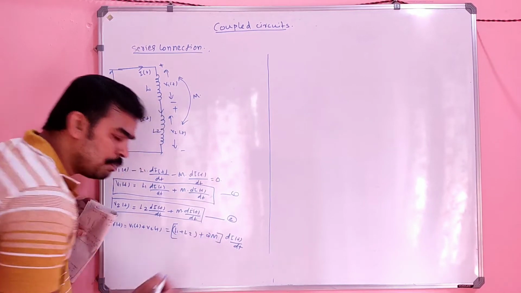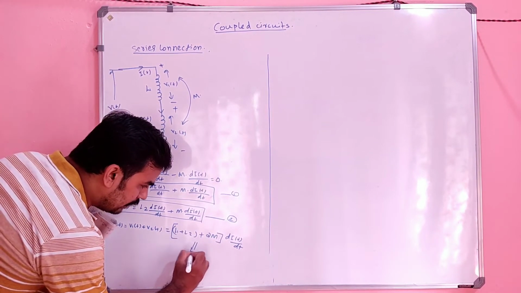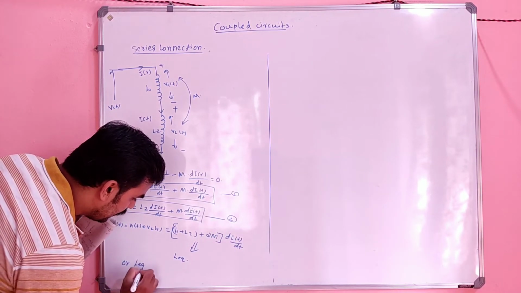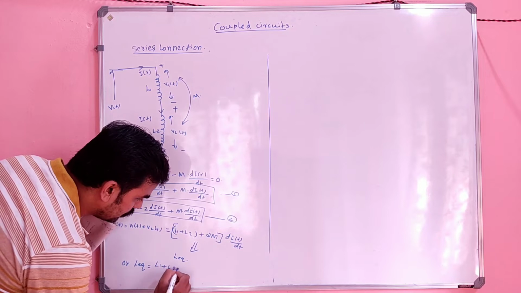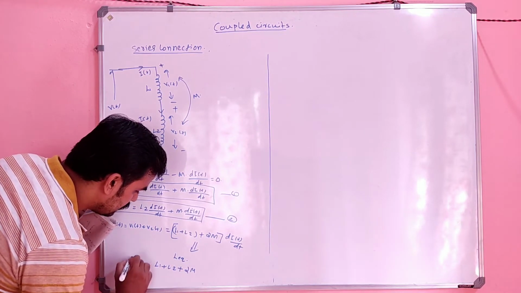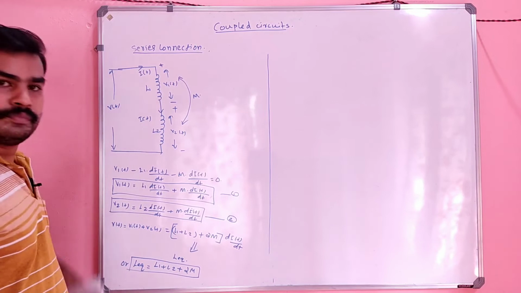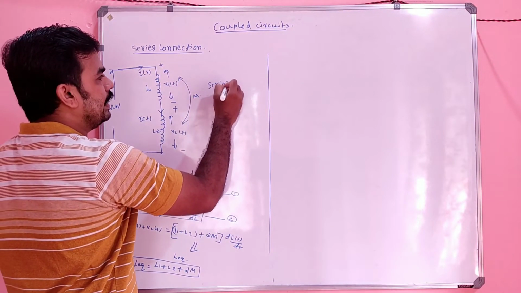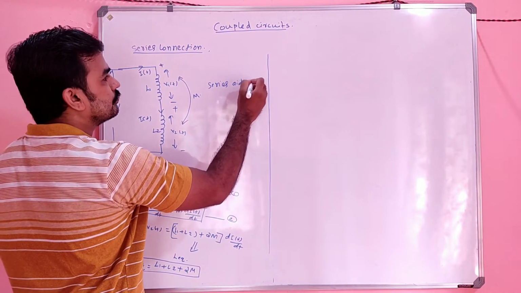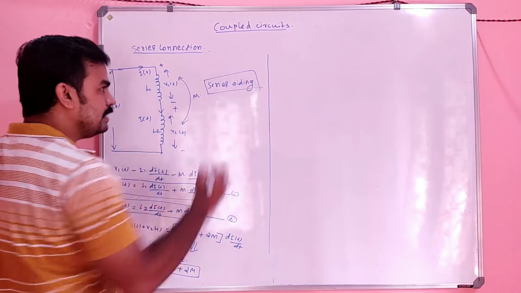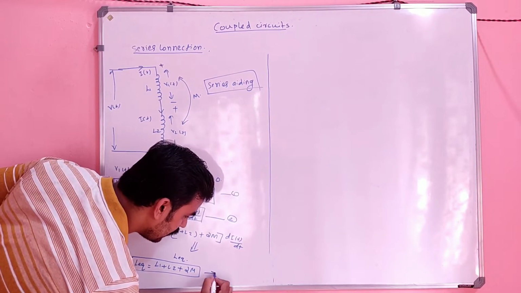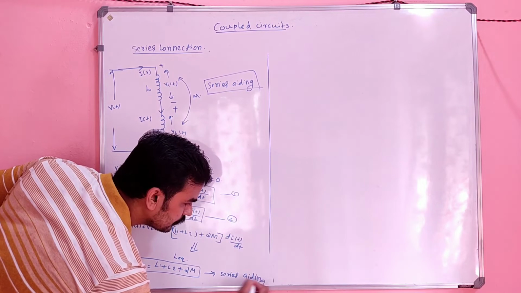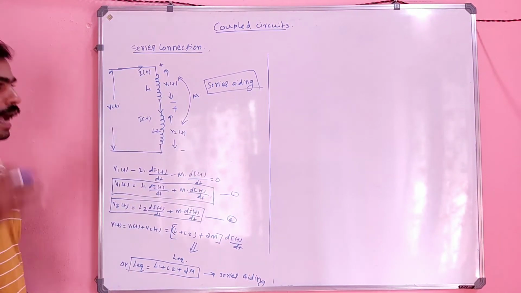This L1 plus L2 plus 2M is called the L equivalent, or L equivalent equal to L1 plus L2 plus 2M. So this circuit is called series aiding. Series aiding.